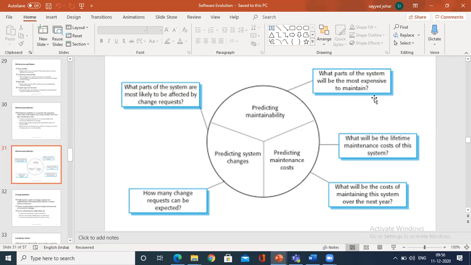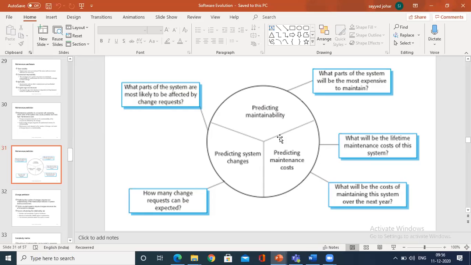Because prior to it, I have shown you that the maintenance cost is always more than the development cost whenever you develop a system. What part of a system will be the most expensive to maintain? What parts of the system are most likely to be affected by a change request? Predicting the system changes, predicting the maintainability, predicting with respect to the maintenance cost. How many change requests can be expected? So even this is a part of predictive maintenance.